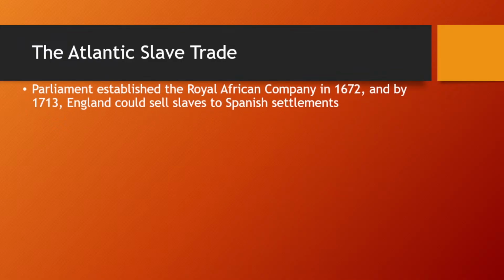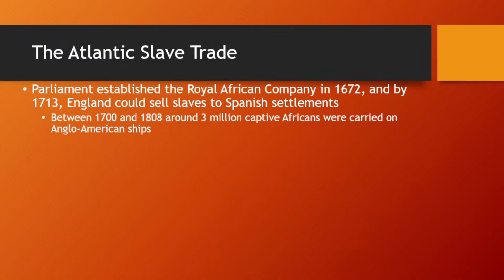So, Parliament established the Royal African Company in 1672. By 1713, England could sell slaves to Spanish settlements, which, I thought the English couldn't trade with Spain, but I guess slavery's fine. Anyway, between 1700 and 1808, about 3 million captive Africans were brought across the Atlantic in Anglo-American ships. This doesn't count the Dutch, Portuguese, or Spanish ships, so that's not the full number. That's just the ones that were brought over by the English and later American slave ships.